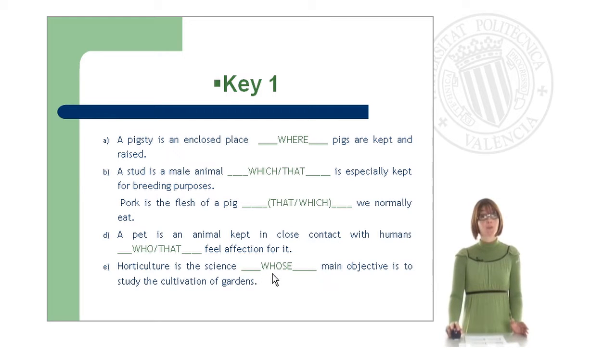In this case, we have the possessive pronoun whose, and whose can never be omitted from a relative clause.